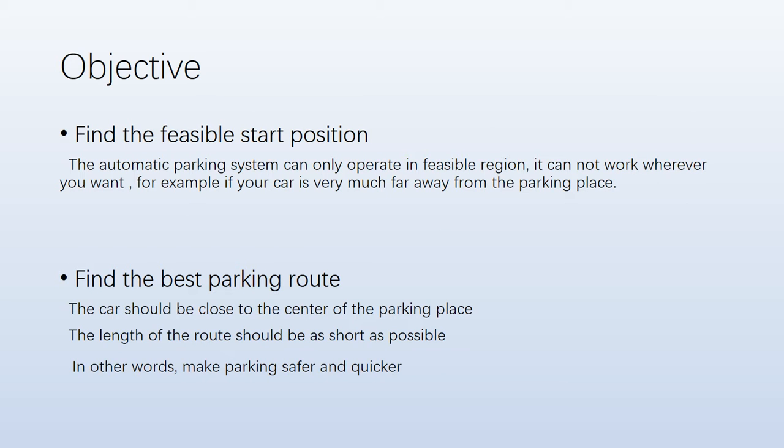I have two objectives. The first is to find the feasible start position. The automatic parking system can only operate in a feasible region. It cannot work wherever you want, for example, if your car is very far away from the parking place. The next is to find the best parking route. The car should be close to the center of the parking place, and the length of the route should be as short as possible.